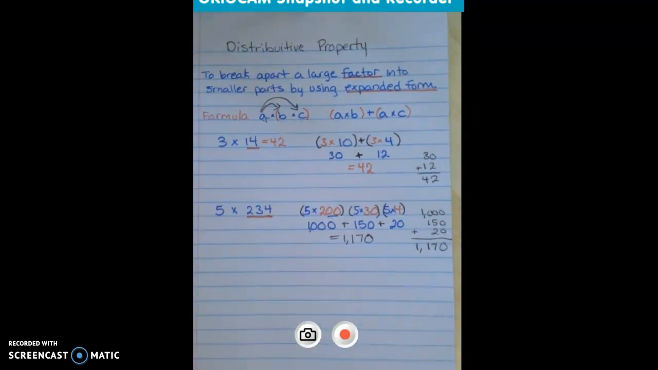Okay, I'm going to pause the video here and make a second part where we're going to look at how we use this using an area model.